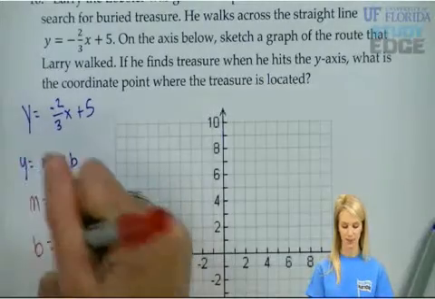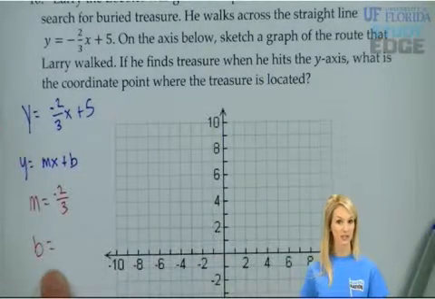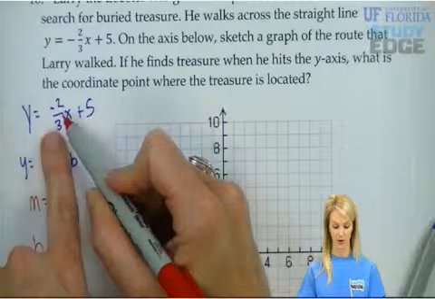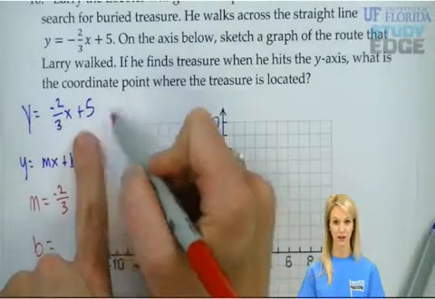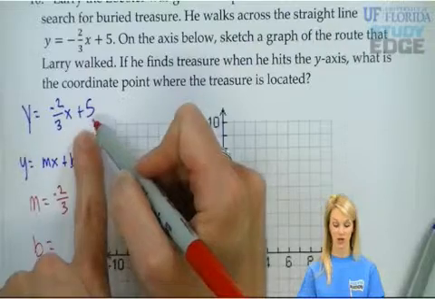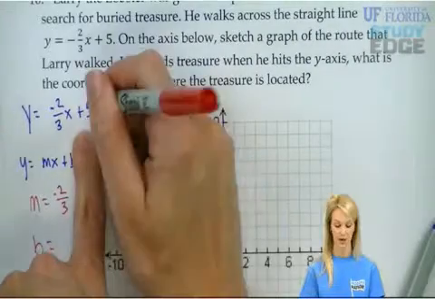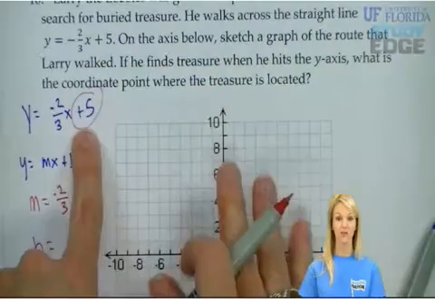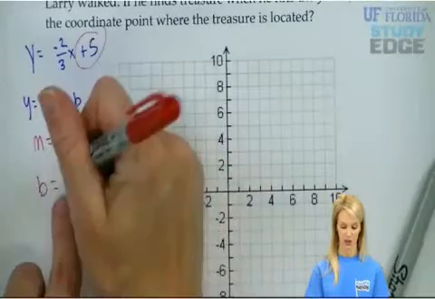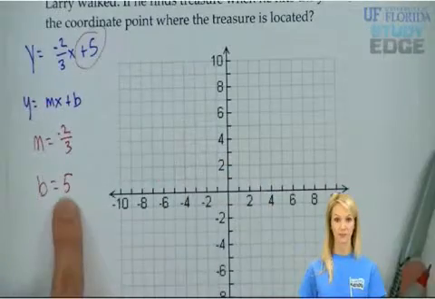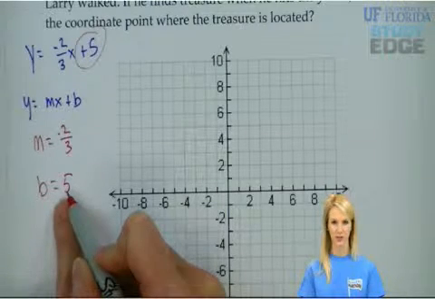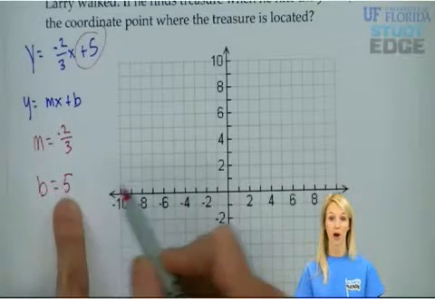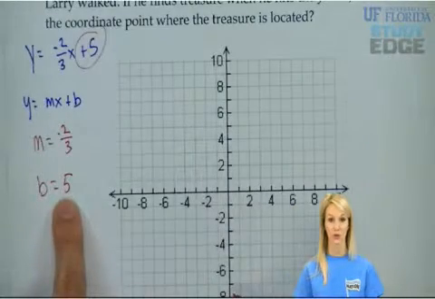Well, what is our b? What is our y-intercept? Well, let's look. We have our negative 2/3 x plus 5. Well, that number is giving us our y-intercept. It's positive, so we've got to include the sign. That plus 5, that's our y-intercept. So our b is equal to 5. Well, what does that mean? b equals 5, that's our y-intercept. That's the point on your y-axis where the line goes through.